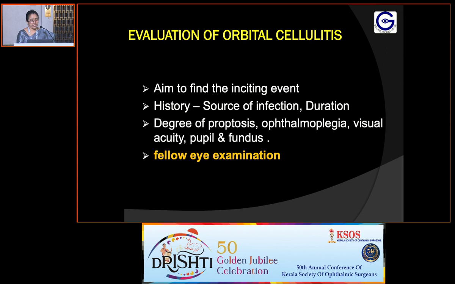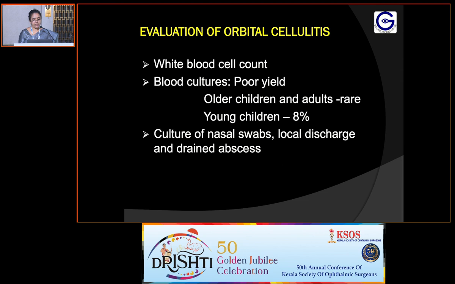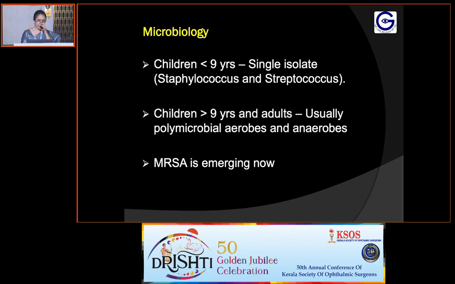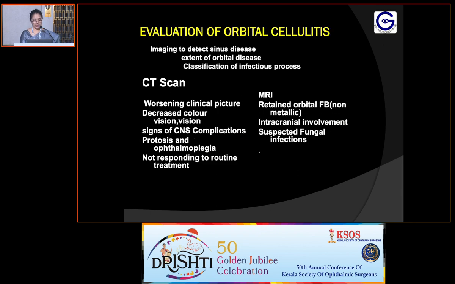Coming to the evaluation, the aim is to find the inciting event. History is very, very important. Always check the other eye also, because we know it can cause cavernous sinus thrombosis. Then routine blood tests and blood cultures; the yield is poor, but still you have to do blood cultures. Then culture of nasal swabs, and of any drained abscess, etc. In children less than 9 years, a single isolate, staphylococcus; more than 9 years, polymicrobial.